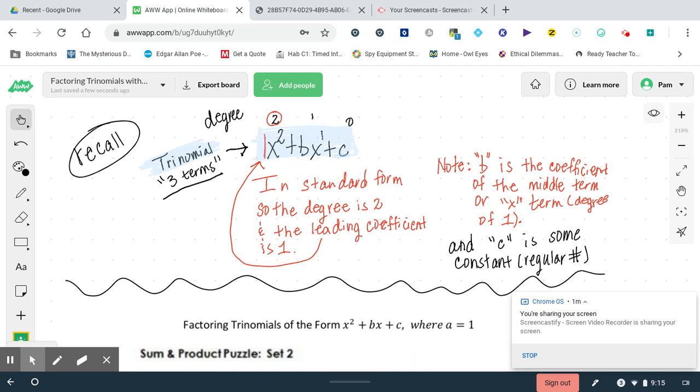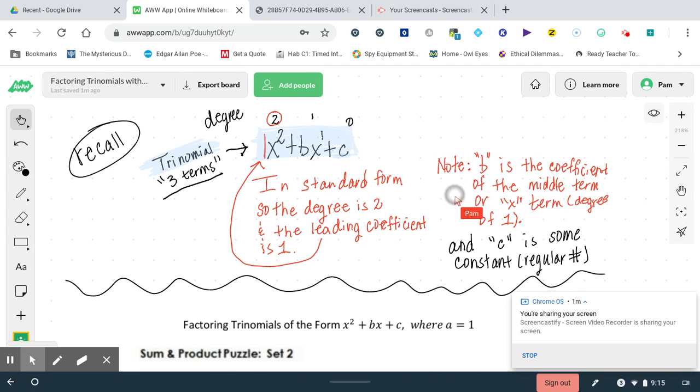So in standard form, since this is in standard form, the degree is 2. That's the greatest one out of 2, 1, and 0. And the leading coefficient is 1. The leading coefficient is 1 because your degree is 2, and your leading coefficient is the coefficient that leads this trinomial. But what leads this trinomial? The term x squared. What's the coefficient for x squared? It's simply 1. So we say the leading coefficient is 1.